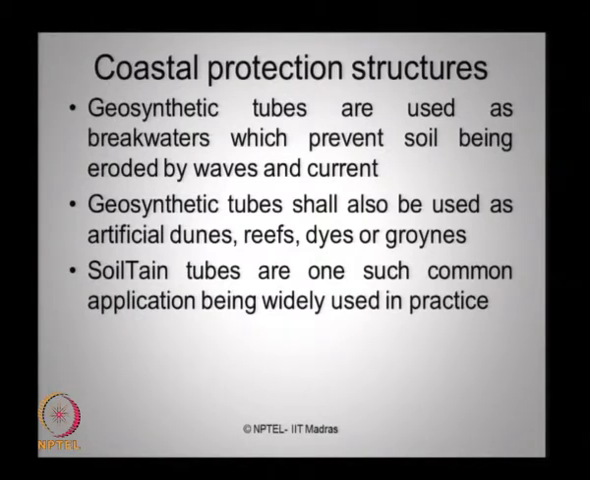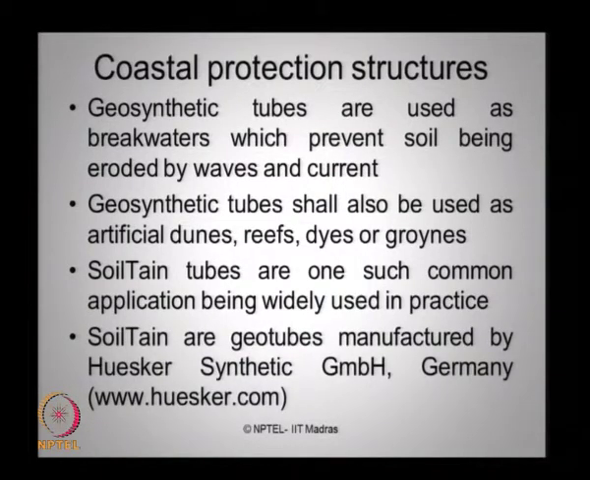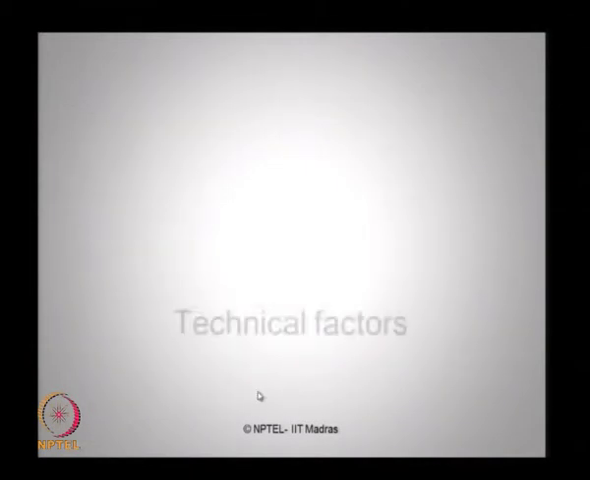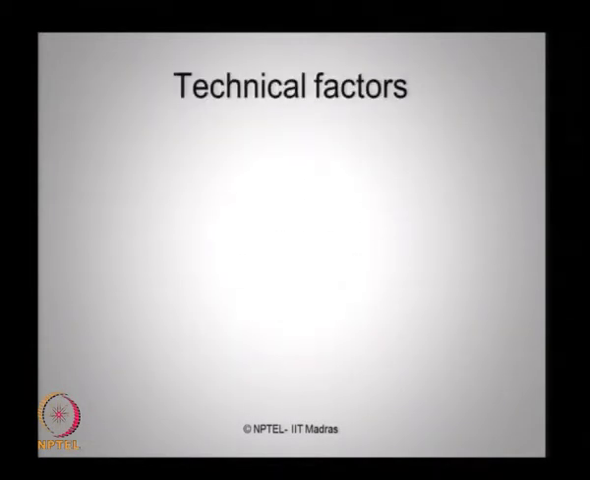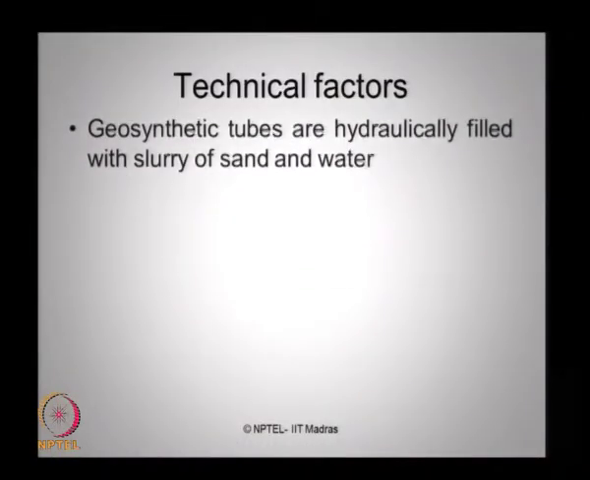Soft tubes are one of the most common applications being widely used in practice. Soft tubes are nothing but geotubes which are manufactured by Huesker Synthetic GmbH, Germany, where you can see the references from this specific website. Now let us see what are those technical factors which will govern or which will show advantages of using new materials like geotubes for coastal protection structures.